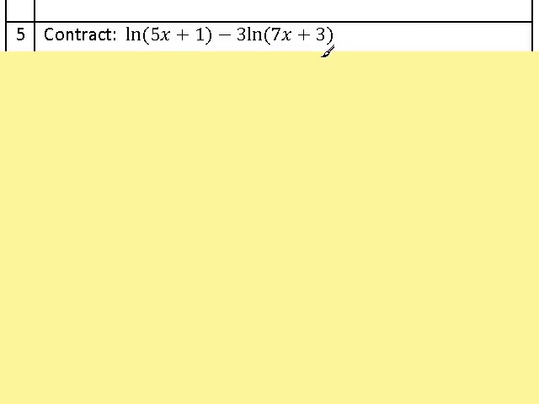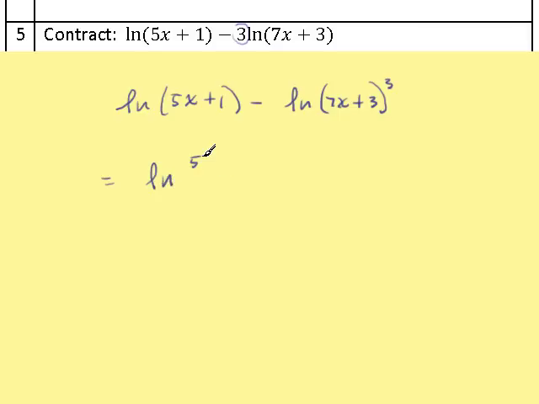Number 5, we want to contract. So, sort of do the opposite of expanding a log expression. So here we're going to start by putting the 3 in the exponent. All right, so we have ln of 5x plus 1 minus ln of 7x plus 3 to the exponent 3. And now we will use the second log property, ln a minus ln b is equal to ln a over b. So this is ln of 5x plus 1 divided by 7x plus 3 cubed.